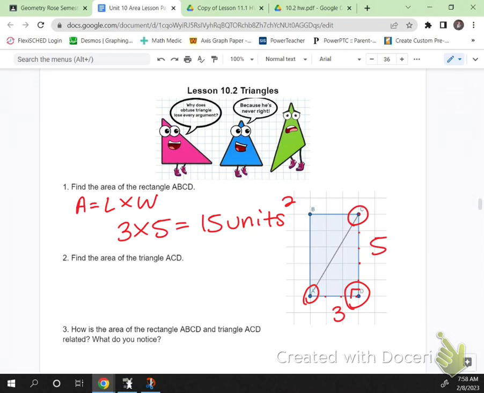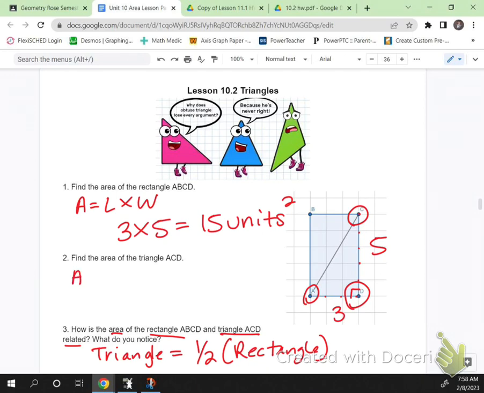What do you think? Any ideas? What do we think? Area of the triangle, how's it related to area of the rectangle? What is it? It's half the rectangle. Yeah, it's half the rectangle. Can you write that in? We'll write that in for 3. How's the area of the rectangle and the triangle related? The triangle is half the area of the rectangle. Do we see that?